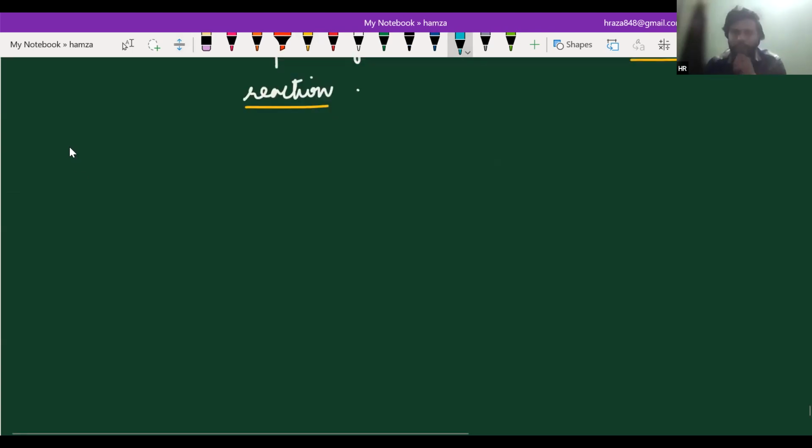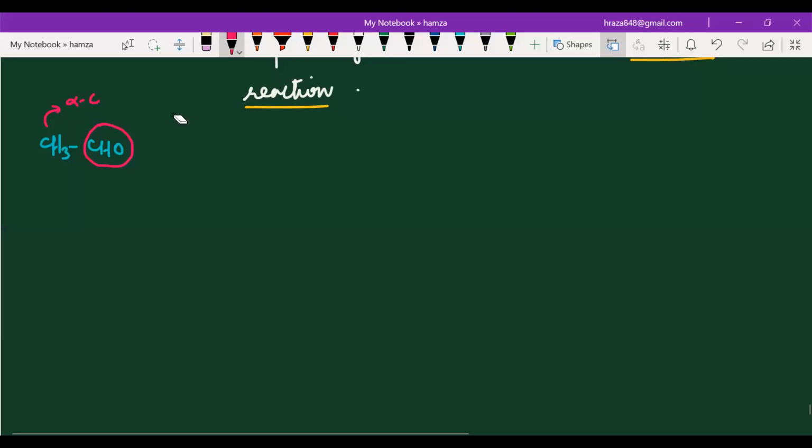Now let's see what we have. Let's take an example of ethanal. Can I write this ethanal as this? As you know, this is your main functional group, so this will be your alpha carbon. If alpha carbon is this, that means this is your alpha hydrogen. So can I write this CH3CHO as this? Yes or no? Wait a minute.